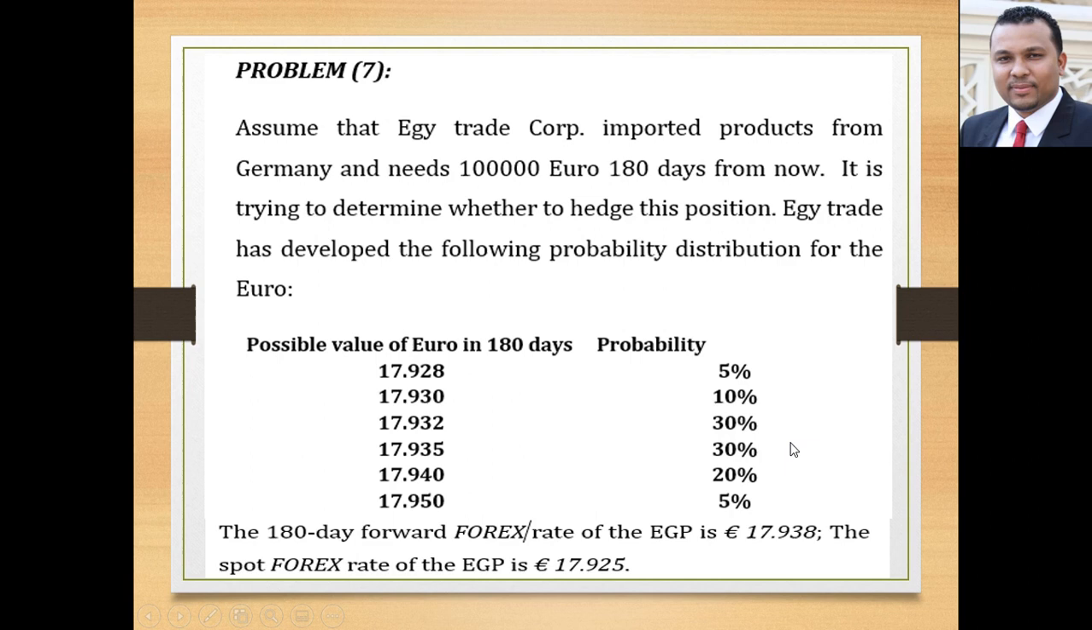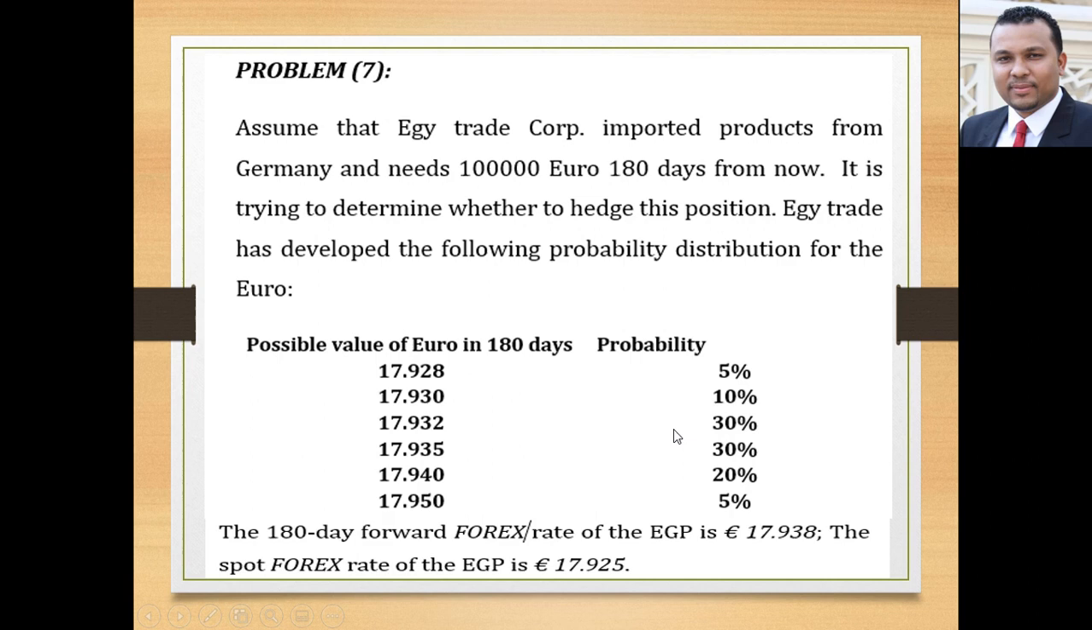So how many rates? 1, 2, 3, 4, 5, 6 rates, or forex rates, about expected scenarios. Mainly, we talk about two rates, 17.932, 17.935. Two rates for the forex rate between Egyptian pound and euro after 180 days, maybe from 17.932 to 17.935 by 60%.